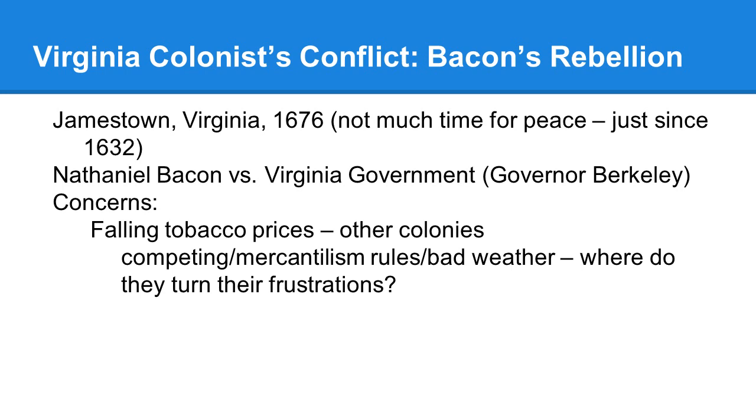It also happened that in 1676, the year before and after, there was some bad weather, and so the crops weren't doing that great anyway. And so all these people are very frustrated with the things that are going on at the time, and they're not, of course, going to take it out on themselves. They're going to take it out on the local native tribes.